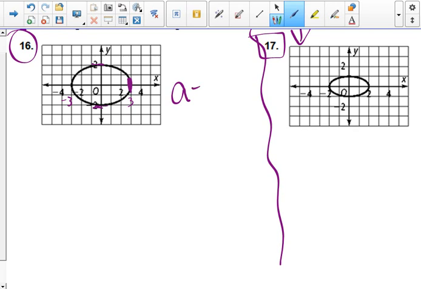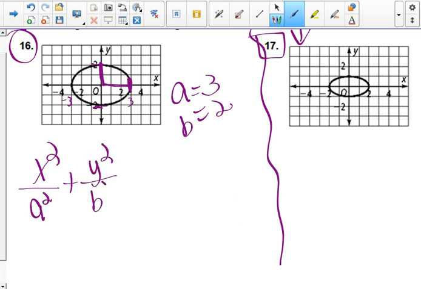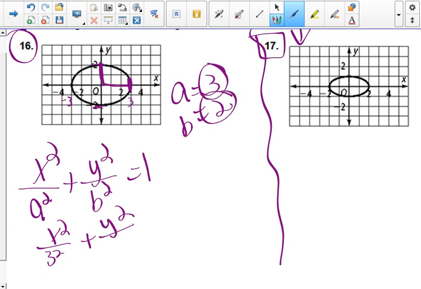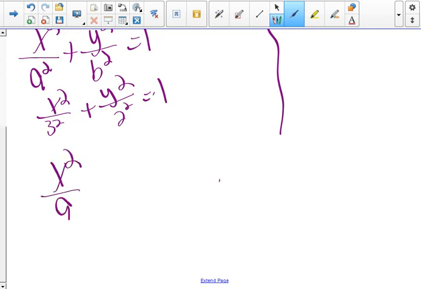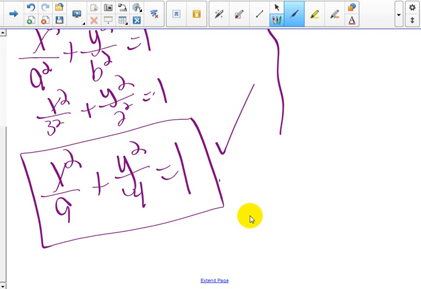That's at 3, and that's at -3. And this is at 2 and -2. So our A value is equal to 3, and my B value is equal to 2, right? A is my major, B is my minor. So that length is 3, this length is 2. So now we're going to plug that into our formula. X squared over A squared plus Y squared over B squared is equal to 1. A is equal to 3, so it's going to be x squared over 3 squared plus y squared over 2 squared equals 1. And now to simplify, it's going to be x squared over 9 plus y squared over 4 equals 1. And that is your formula. And that's how you do that.